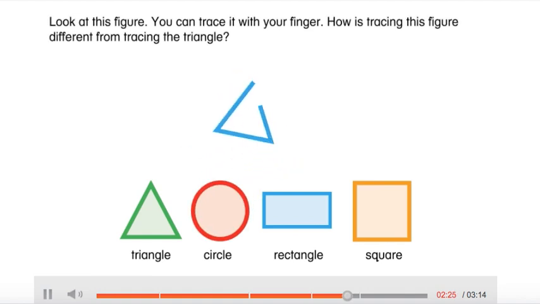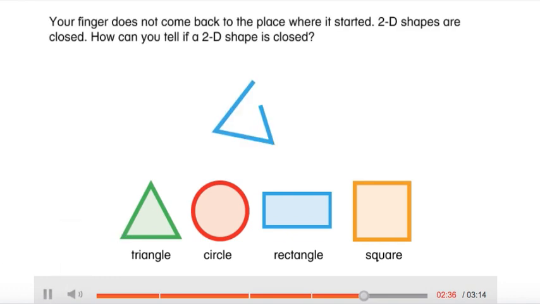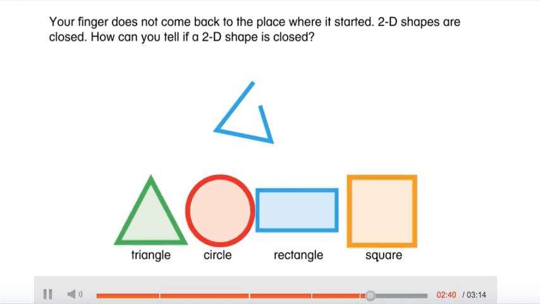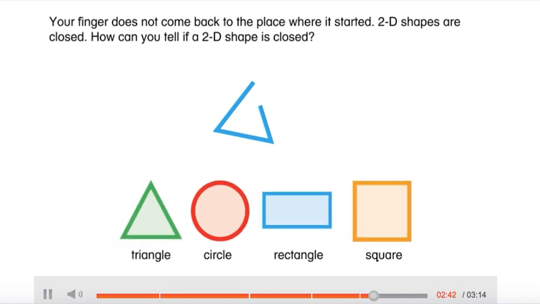Look at this figure. You can even trace it with your finger. How is tracing this figure different from tracing the triangle? Your finger does not come back to the place where it started. 2D shapes are closed. How can you tell if a 2D shape is closed?